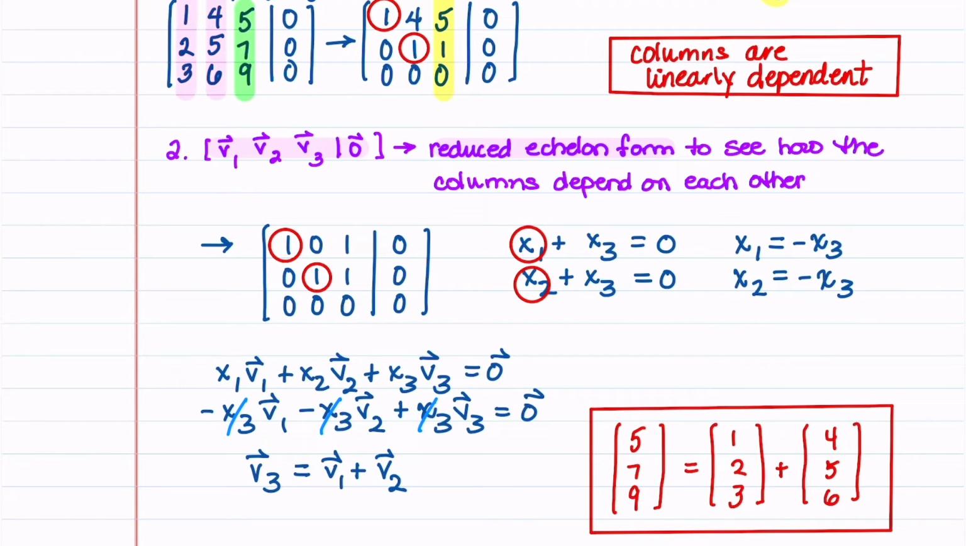For this example, you probably could have just looked at the columns and seen that v3 was v1 plus v2, but in many cases you can't do that, so I wanted to walk through this example in detail.